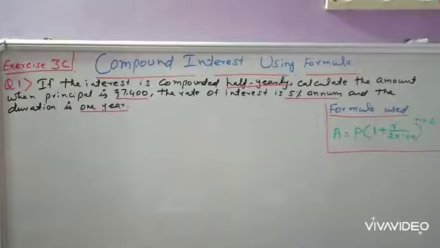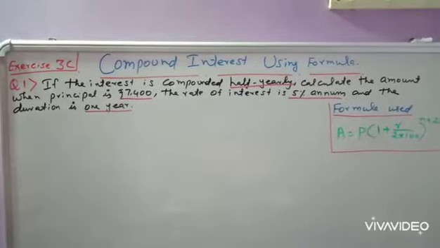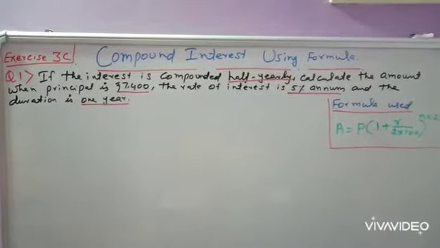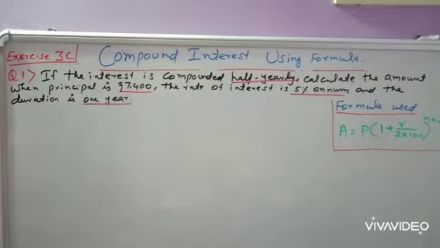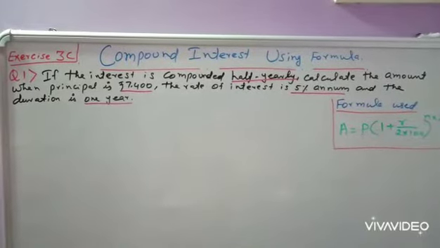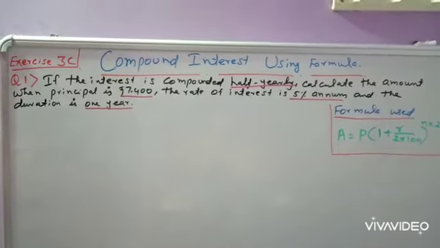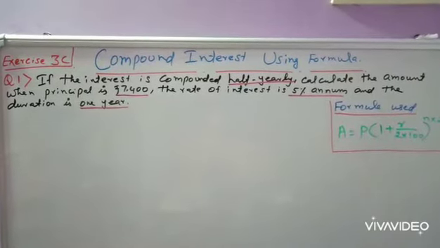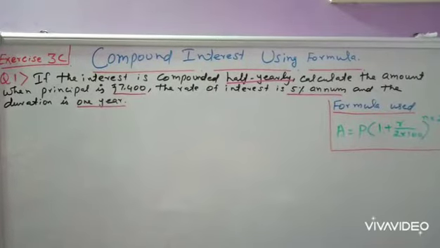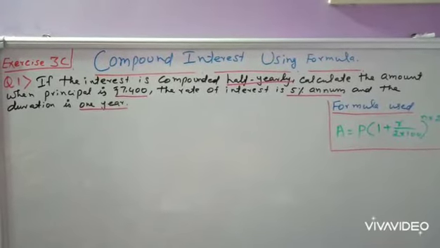Compound interest using formula. So this is exercise 3C, question number 1. If the interest is compounded half yearly, calculate the amount when the principal is rupees 7,400. The rate of interest is 5% per annum and the duration is 1 year.